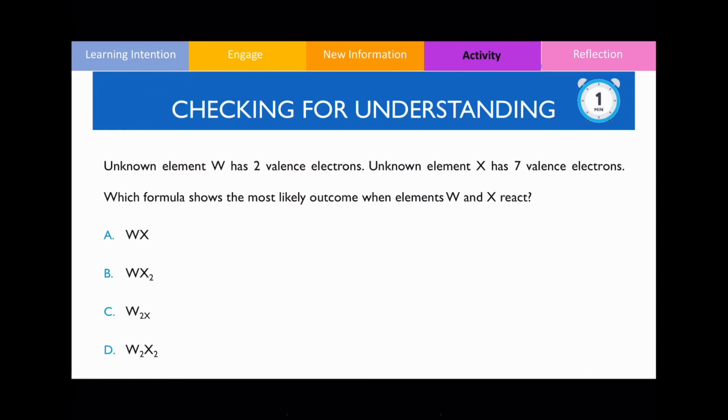For the very next question over here, it reads: unknown element W has 2 valence electrons, unknown element X has 7 valence electrons. Which formula shows the most likely outcome when elements W and X react? In order to answer this, you need to predict the charges of W and X given the information. Because W has 2 valence electrons, its ion is going to be +2 because it loses these 2 valence electrons. Unknown X is probably a non-metal, and because it has 7 valence electrons, it will gain 1 extra electron to have a full outer shell. So it's going to be X to the power of -1. Using the CRISS-CROSS method, the answer is going to be B in this case.